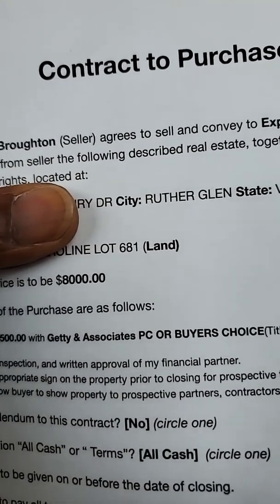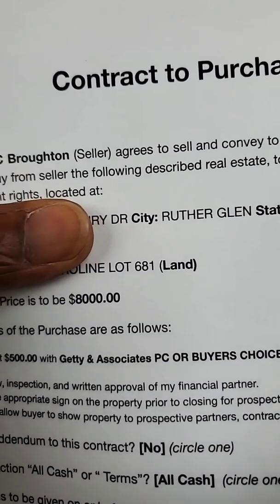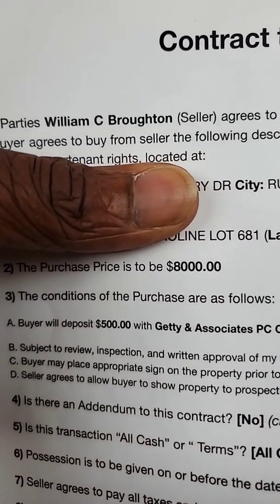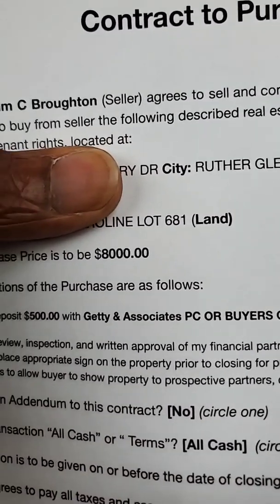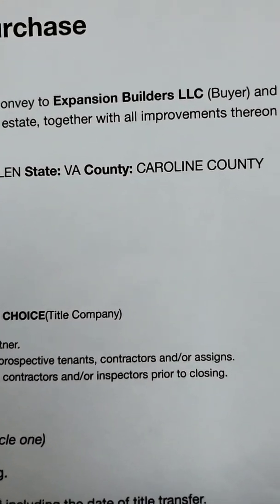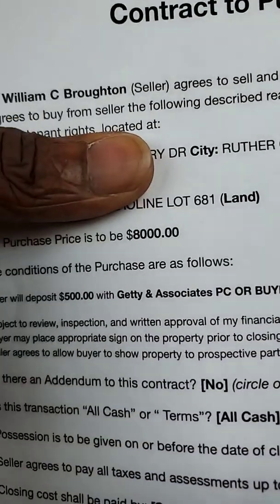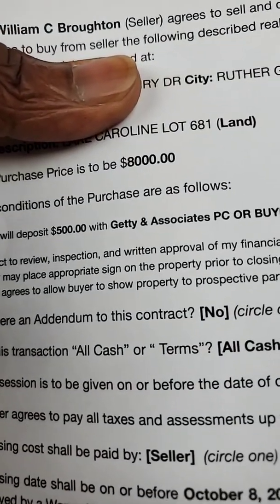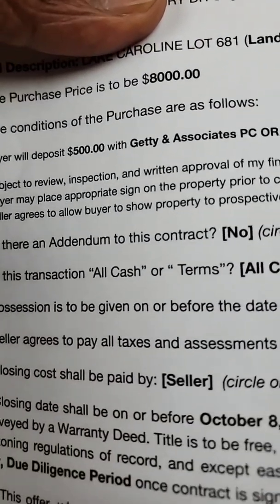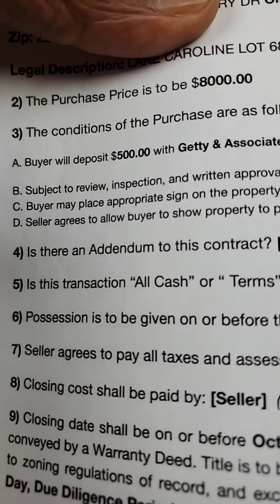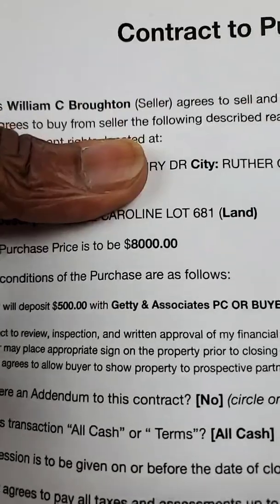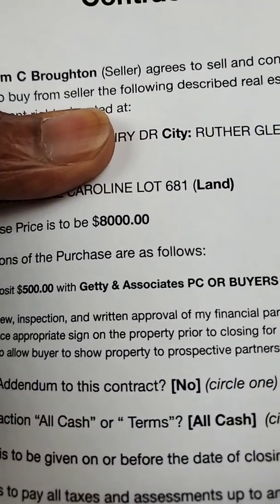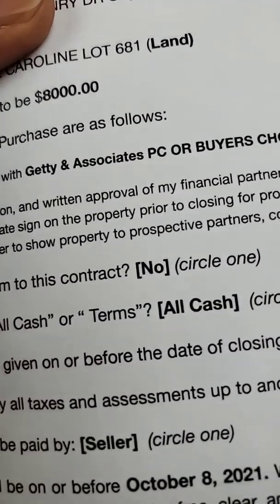You see right here, this is my purchase contract. It's a one-page contract. And here it's simply saying that I bought this from this guy right here, the seller. It's me, my company, Expansion Builders, LLC. And this right here is particularly a lot. It's a piece of land or parcel that I bought from him for this purchase price, as you can see, for $8,000, right?